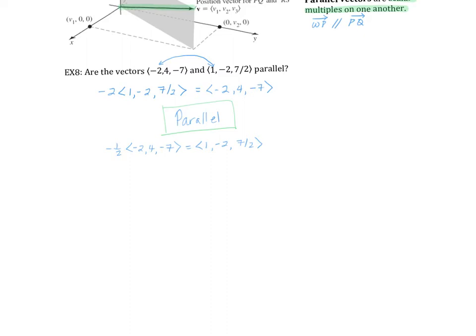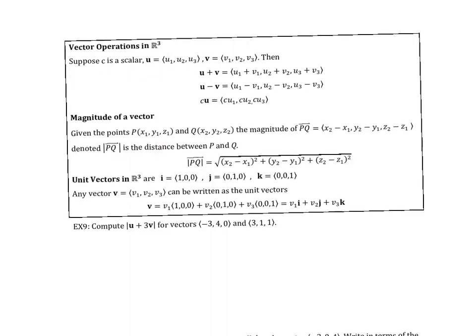Okay, so now we're going to move on and look at operations of vectors in three-dimensional space. It's similar to what we had in two-dimensional space. If we have two vectors u and v, then when we add them, we just add them component-wise: u₁ plus v₁, u₂ plus v₂, u₃ plus v₃.